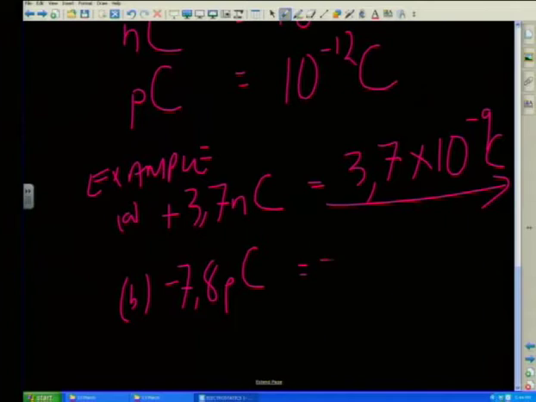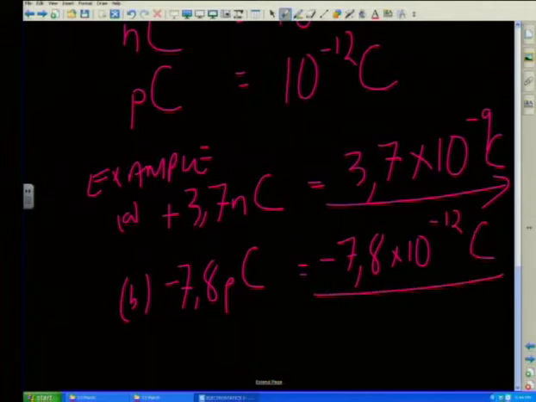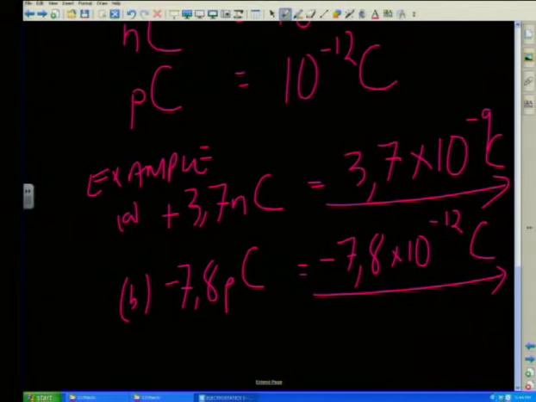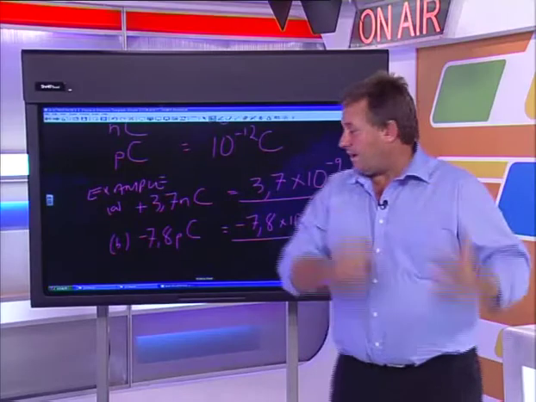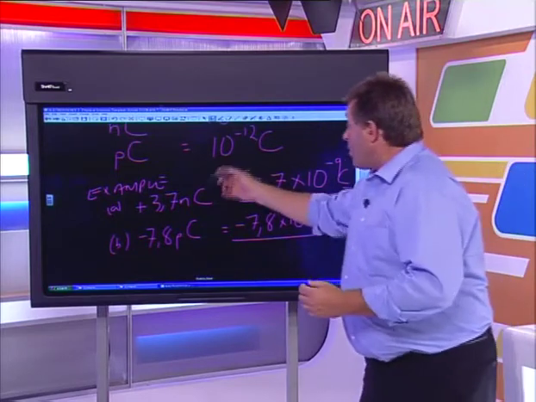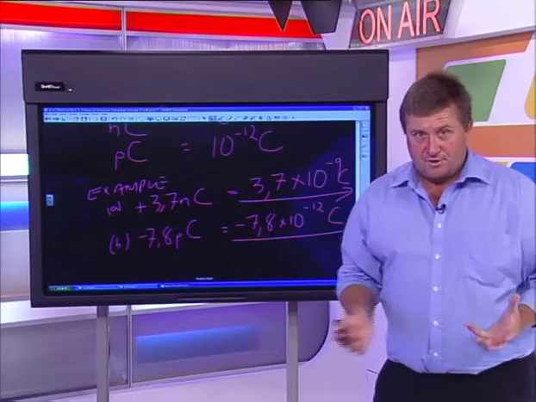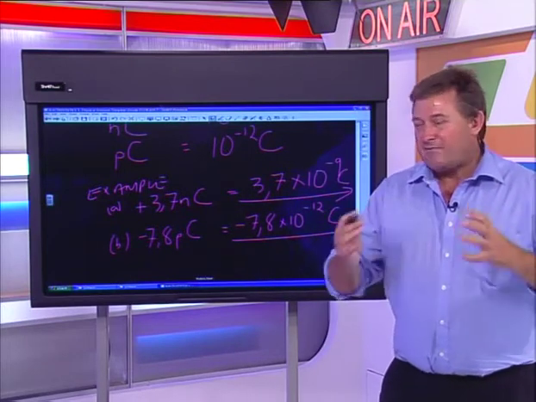Minus 7,8 picocoulombs works out to be minus 7,8 times 10 to the minus 12 of a Coulomb. Okay, so guys, can you see now that what we can do, what teachers can do, what scientists can do, is that instead of talking about 3,7 times 10 to the minus 9 coulombs, 7,8 times 10 to the minus 12 coulombs, we can talk about 3,7 nanocoulombs, we can talk about 7,8 picocoulombs. And it just makes life a lot easier.